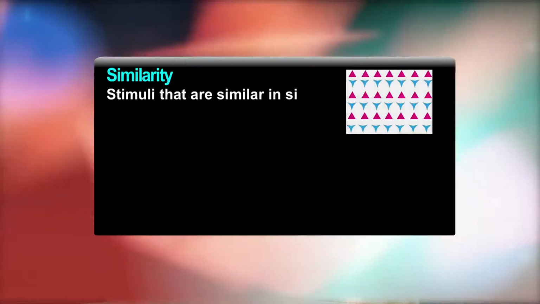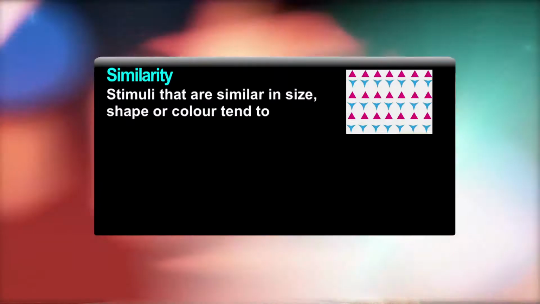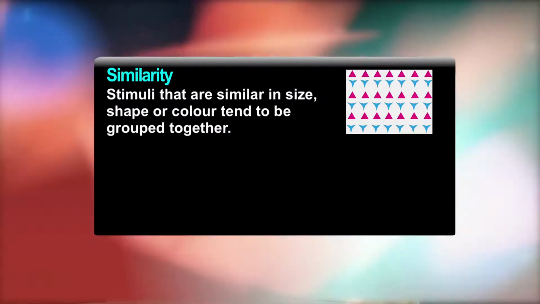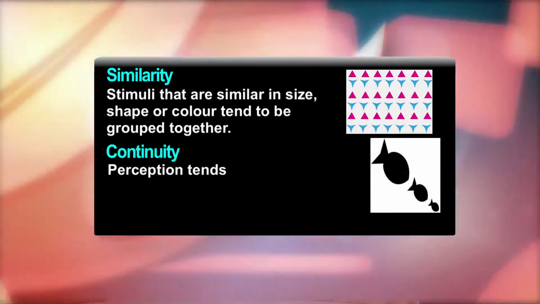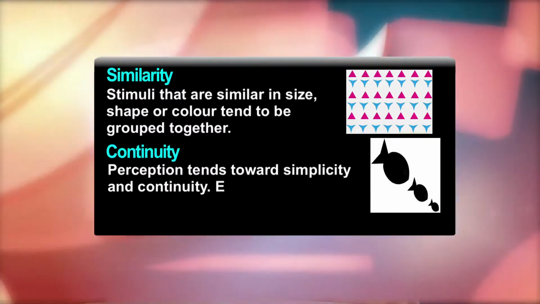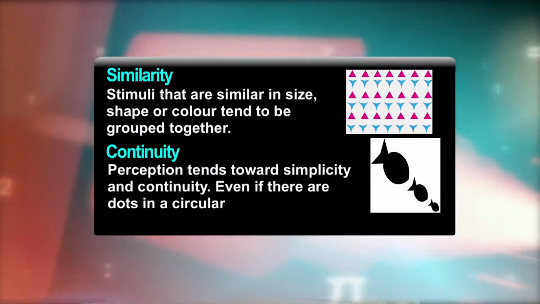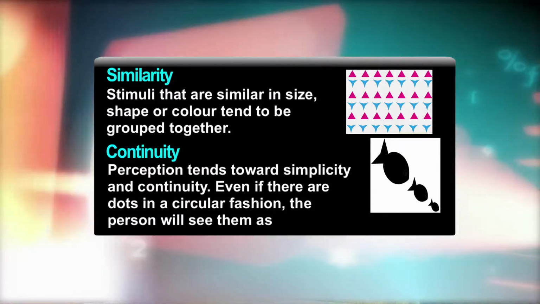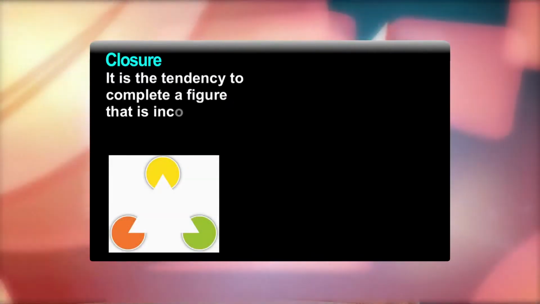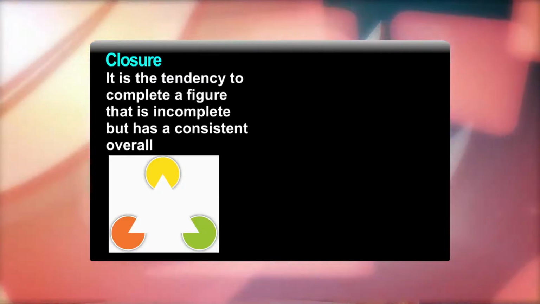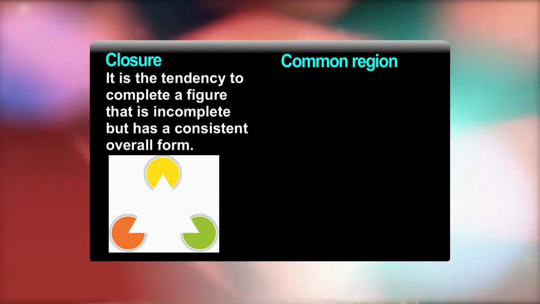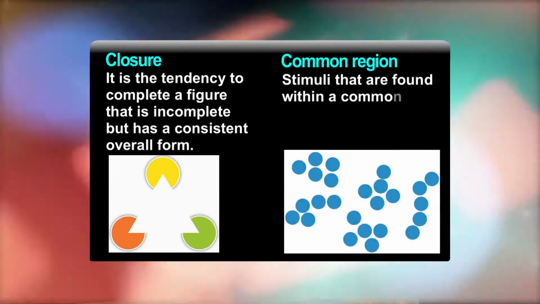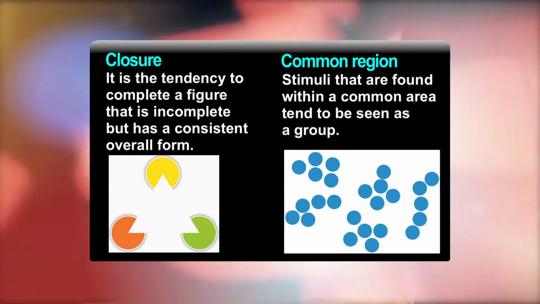Similarity. Stimuli that are similar in size, shape, or color tend to be grouped together. Continuity. Perception tends towards simplicity and continuity. Even if there are dots in a circular fashion, the person will see them as a complete circle. Closure. It is the tendency to complete a figure that is incomplete but has a consistent overall form. Common region. Stimuli that are found within a common area tend to be seen as a group.